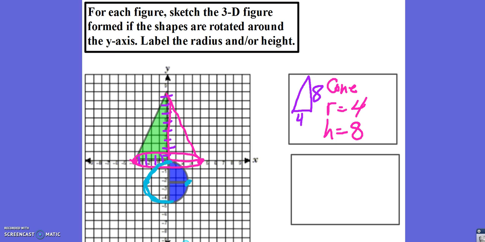Now if I rotate that semicircle about that y-axis, I'm going to end up this time with a sphere. Difference here, we don't have a height for the sphere, we only have a radius. So we already said that that point was at 2.5. The radius here is going to be 2.5 units.